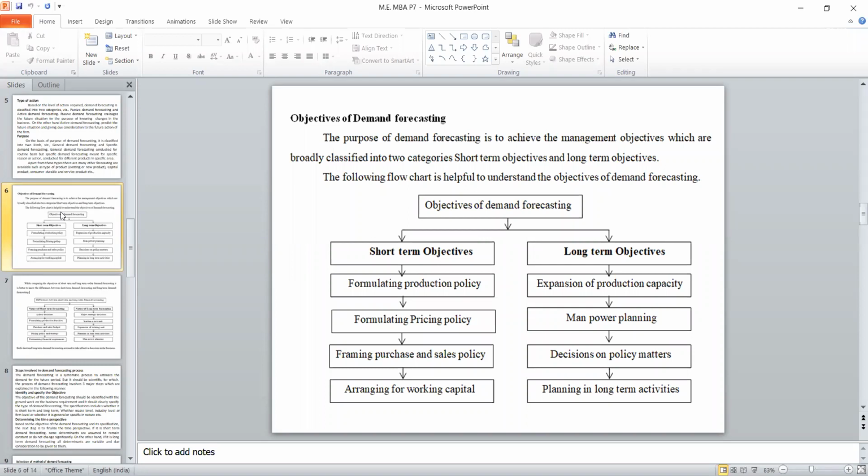Whenever you want to plan for the manpower, first we should decide whether it is labor intensive or capital intensive. Based on that only the manpower will be planned. Definitely for 5 years or 10 years it will be. So it is a long-term objective.